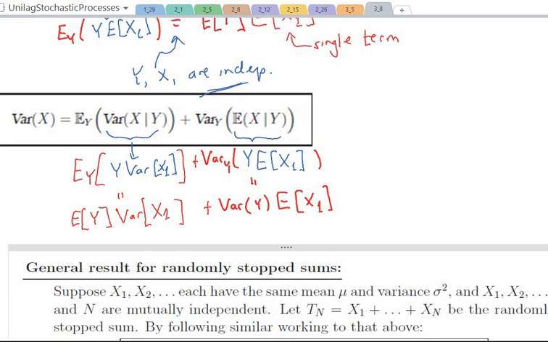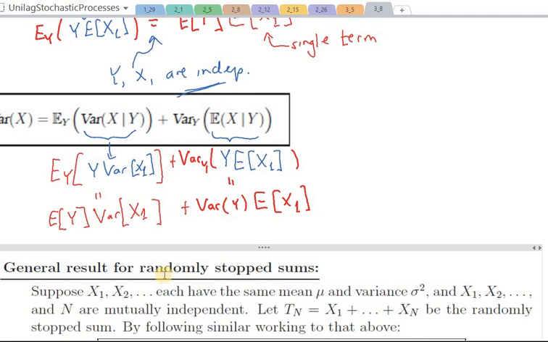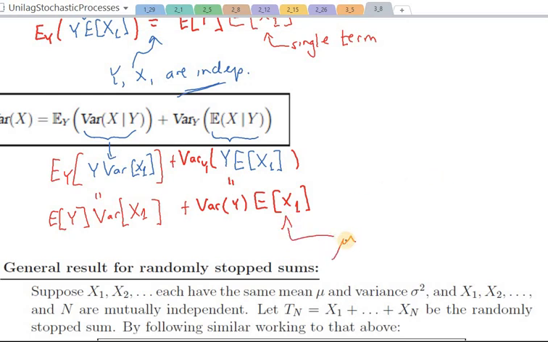So just to summarize, suppose X1 through Xn, etc., have the same mean mu and variance sigma squared. So mu is what I'm calling expectation of X1. He's calling that mu, so let me just denote that. This is what we're calling mu here. And variance sigma squared, so this is what he's calling sigma squared here. And X1 through Xn and so on are mutually independent. Remember, I used that here to get the expectation. So let Tn be the randomly stopped sum. This Tn is what I'm calling X.